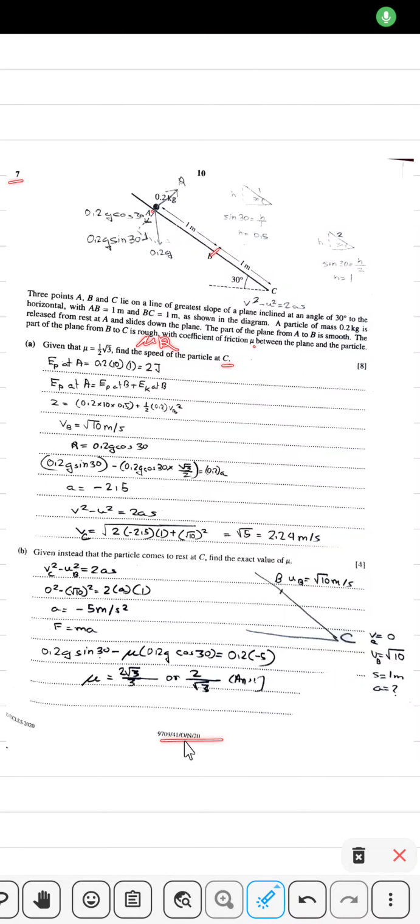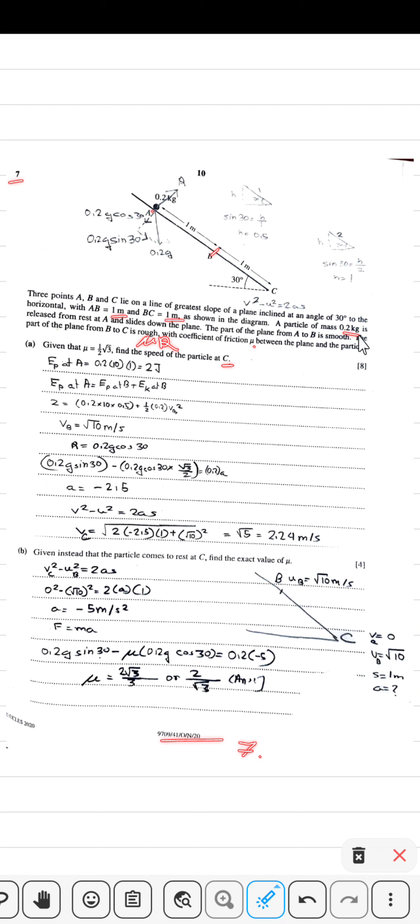In this video we'll discuss the October-November 2020 9709 variant 41 paper, question number 7. Three points A, B and C lie on the line of greatest slope of a plane inclined at an angle of 30 degrees to the horizontal. The length of AB is 1 meter and the length of BC is also 1 meter.